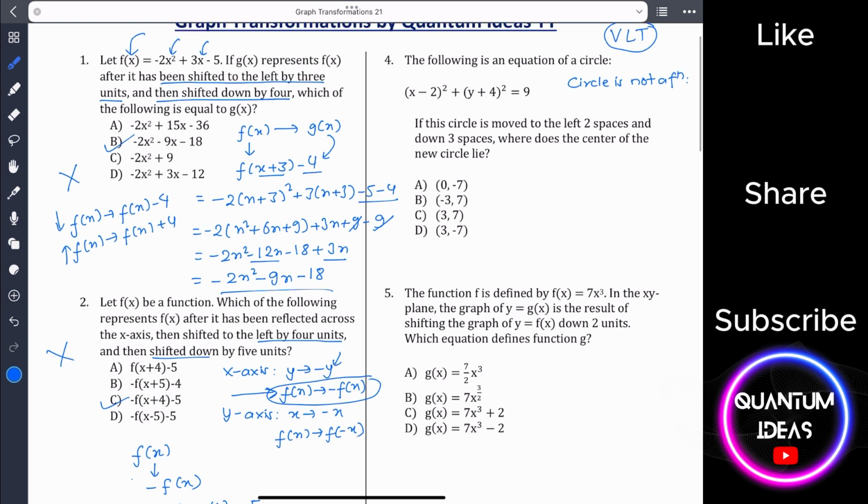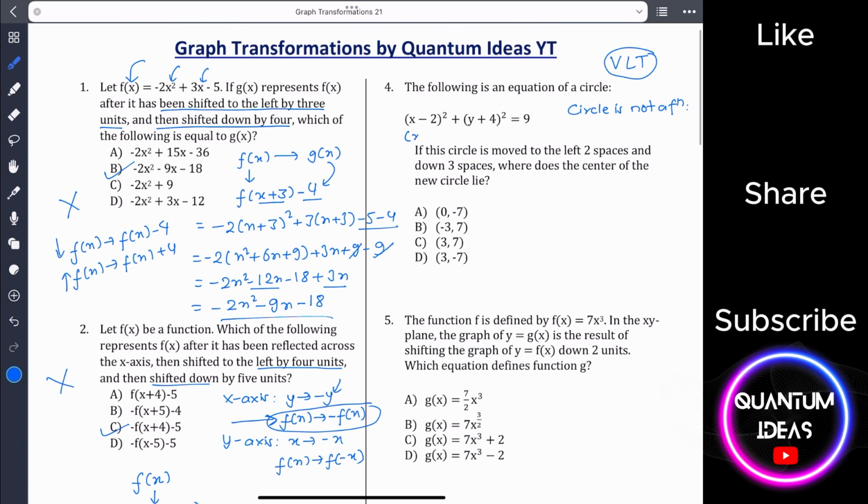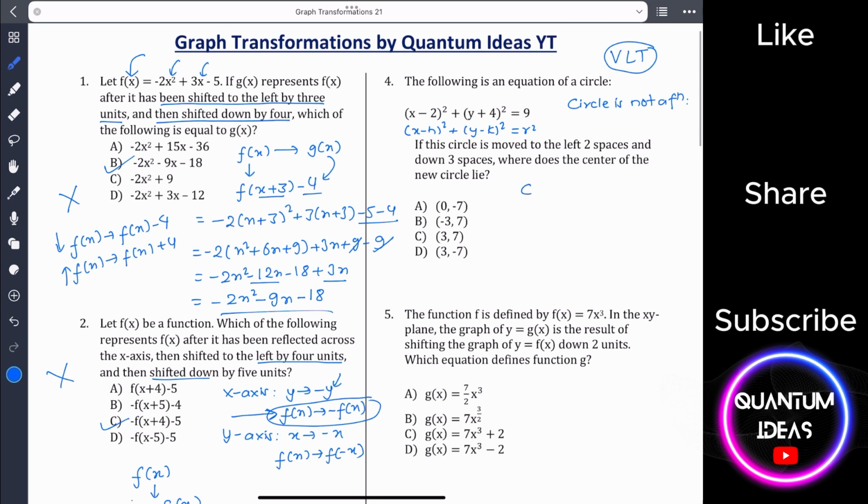First of all, let me clear this out. This is basically the standard equation of a circle, that is (x minus h) whole squared plus (y minus k) whole squared equals r squared, right? So the center is basically h comma k. If you compare with the above equation, you will get 2 comma minus 4. So this is our center. Now we have to apply this transformation. Since a circle is not a function, you have to just apply what it is saying.